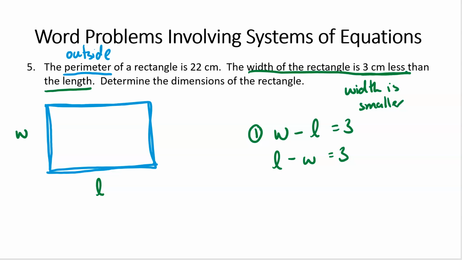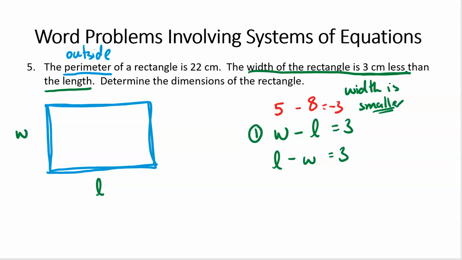It can be confusing to translate words to an equation, but we can always test it out in our head. Now, is the width the smaller or the larger number? If the width of the rectangle is 3 centimeters less than the length, width is smaller. Okay, now let's make up some numbers. If the width was a smaller number like 5, and the length was a bigger number like 8, 5 minus 8 is actually a negative 3.